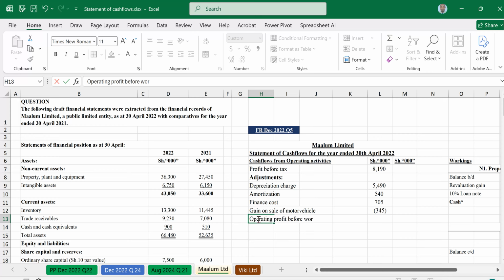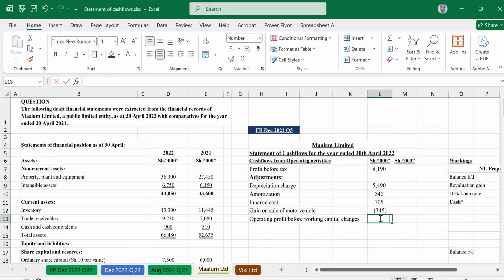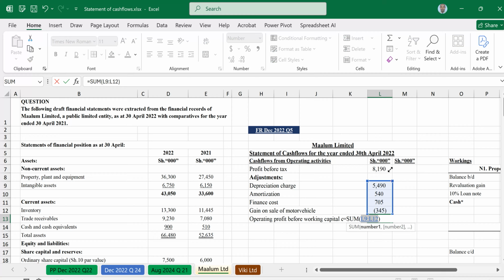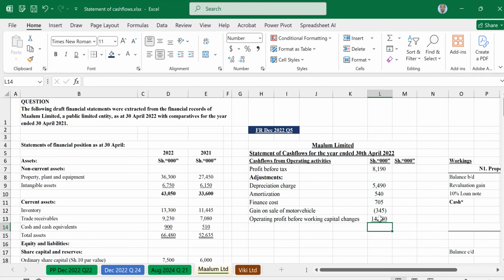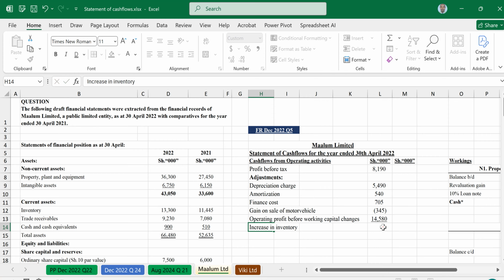before working capital changes, operating profit before working capital changes. You sum everything up, giving us 14,580. Then we have increase in inventory. Remember, it's increasing from 11 minus 13,300. That's an increase in inventory, which is an outflow.